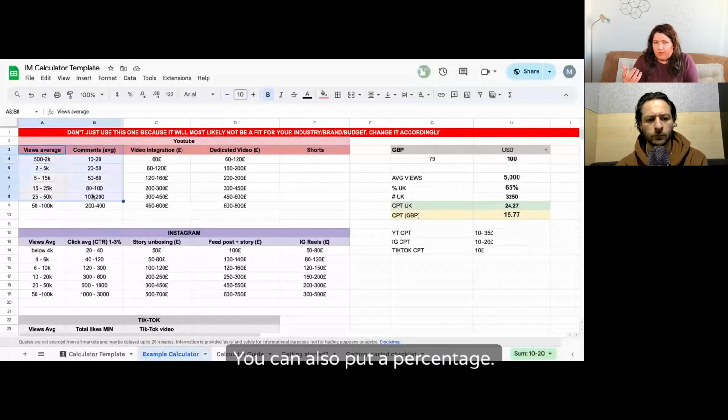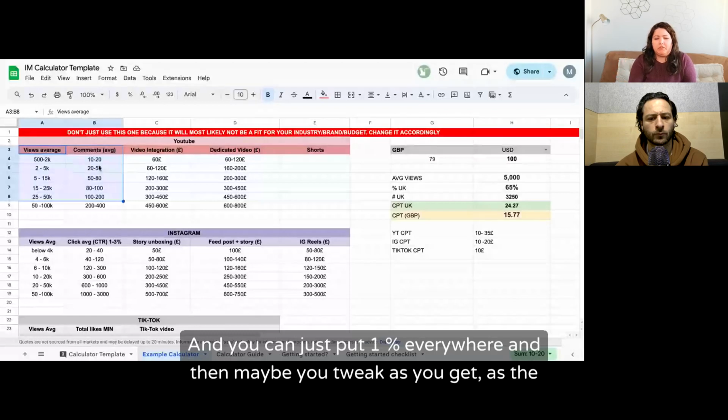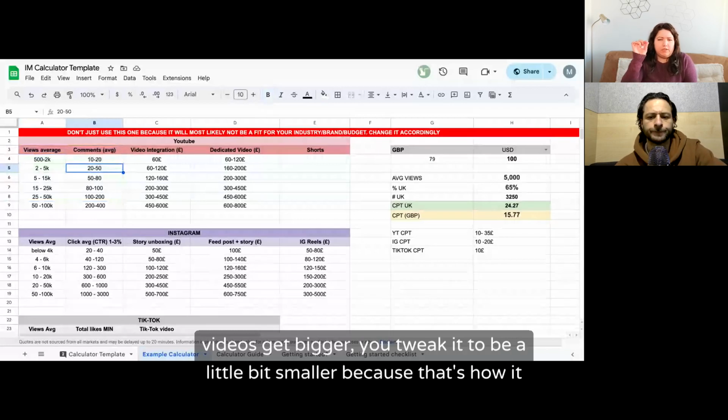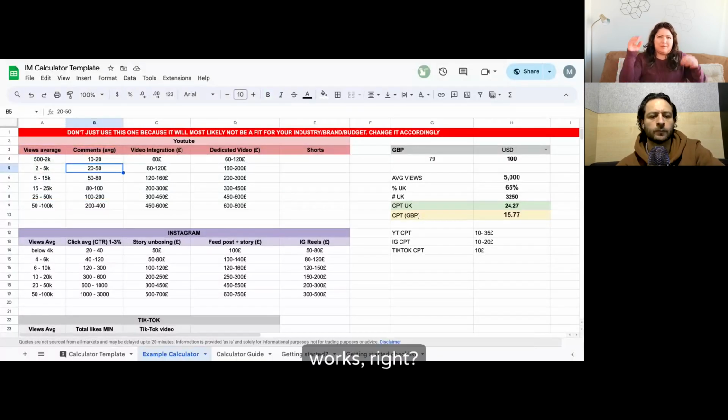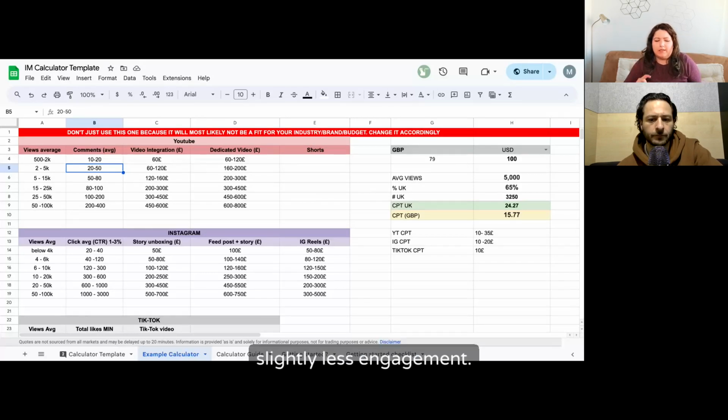You can also put a percentage. For example, I want videos that have over 1% engagement. You can just put 1% everywhere, and then maybe as the videos get bigger, you tweak it to be a little bit smaller, because that's how it works. The smaller ones get higher engagement, and the bigger they get, slightly less engagement.